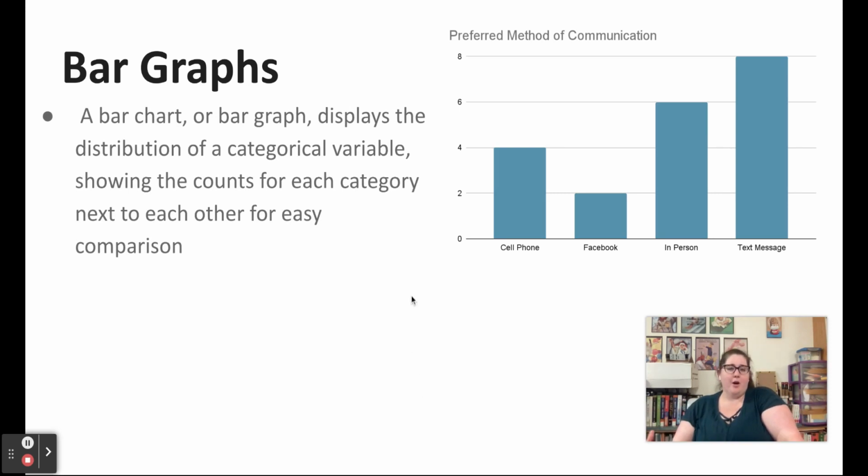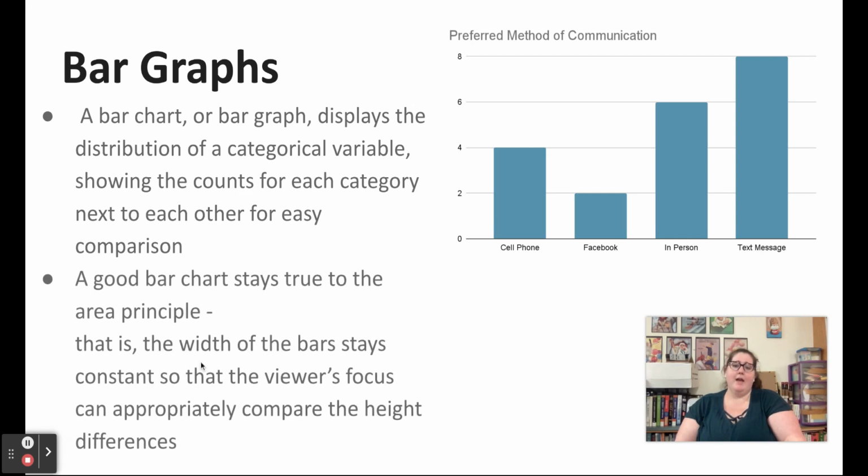A bar chart or a bar graph displays our distribution of a categorical variable, showing the counts for each category next to each other for easy comparison. I have my y-axis representing the number in each category, and my x-axis representing the category itself. A good bar chart stays true to something we call the area principle, which is that the width stays the same, only the height is changing, so that our eyes are more focused on the difference in height and are not concerned about the width of the bars.